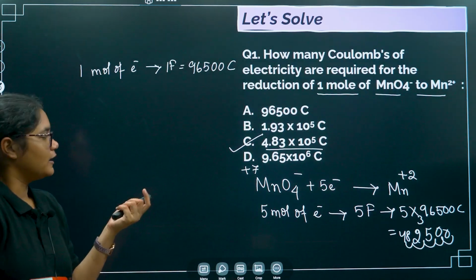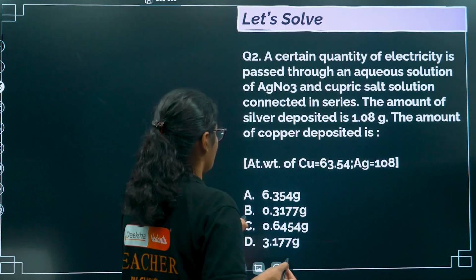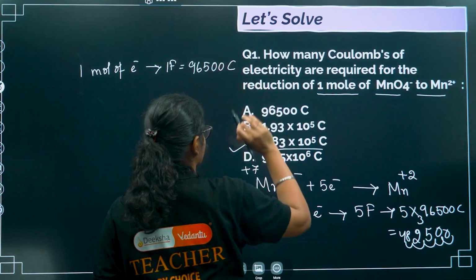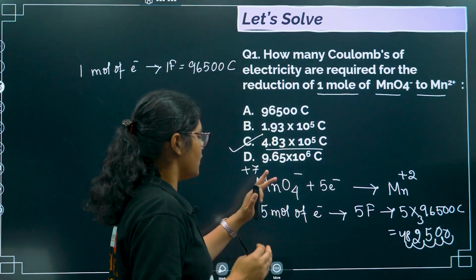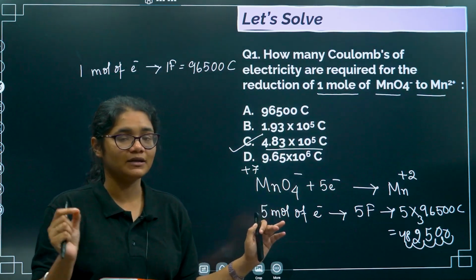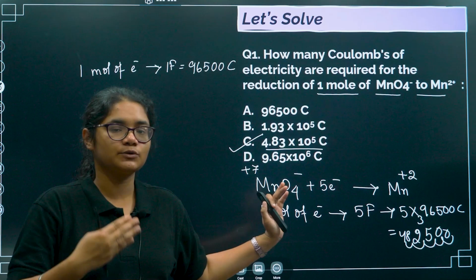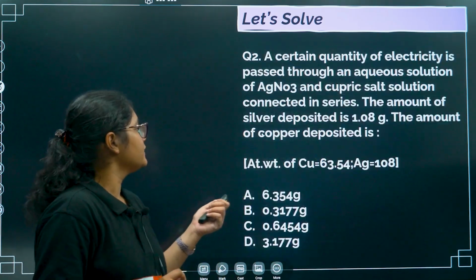Okay. Now I'll see the next question. A certain quantity of electricity, so which law have we used here? We have used Faraday's law. This is just a calculation of how many moles of electrons have been required. Such types of questions have been asked repeatedly in your KCET examination. Okay, you need to practice such questions more. Now let us go to this question.